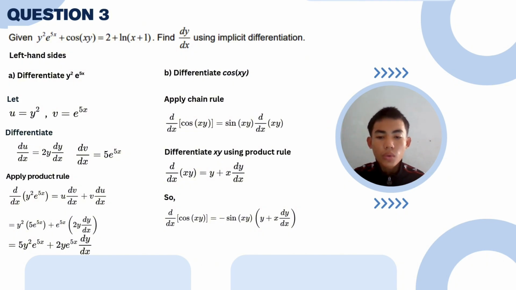As for part b, we differentiate cosine of xy. Using the chain rule, the derivative of cosine of something is negative sine of that something times the derivative of the inside. Inside is xy, so negative sine of xy times the derivative of xy. The derivative of xy is the product rule: y times 1 plus x times dy over dx, so y plus x dy over dx. Therefore, negative sine of xy times y plus x dy over dx, which distributes to negative y sine of xy minus x sine of xy dy over dx. So that's the complete differentiation of the left hand side.